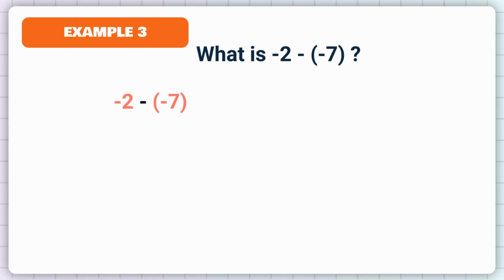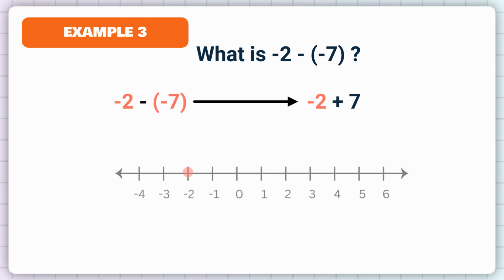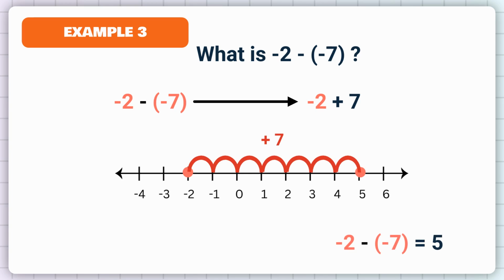Now, let's subtract a larger negative from a smaller negative. What is minus 2 minus minus 7? First, change the operation. Minus 2 minus minus 7 becomes minus 2 plus 7. Now, you can perform the addition. Start at minus 2 on the number line and move 7 steps to the right. This brings us to 5. So minus 2 minus minus 7 is equal to 5.